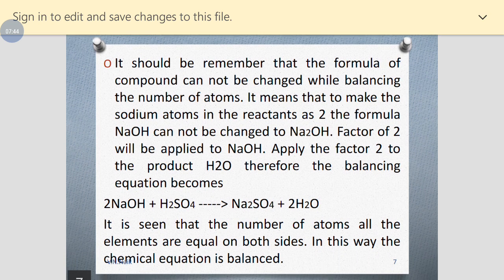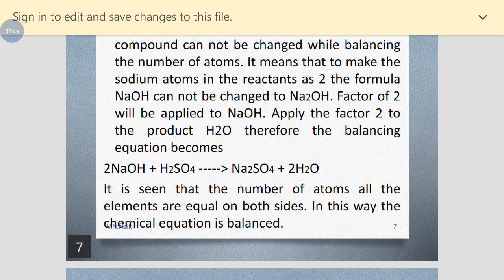Applying the factor 2, the products get 2H2O, therefore the balanced equation becomes 2NaOH plus H2SO4 is equal to Na2SO4 plus 2H2O. It is seen that the numbers of all the elements are equal on both sides, meaning the number of atoms of products and reactants are equal. In this way, the chemical equation is balanced. Thank you.